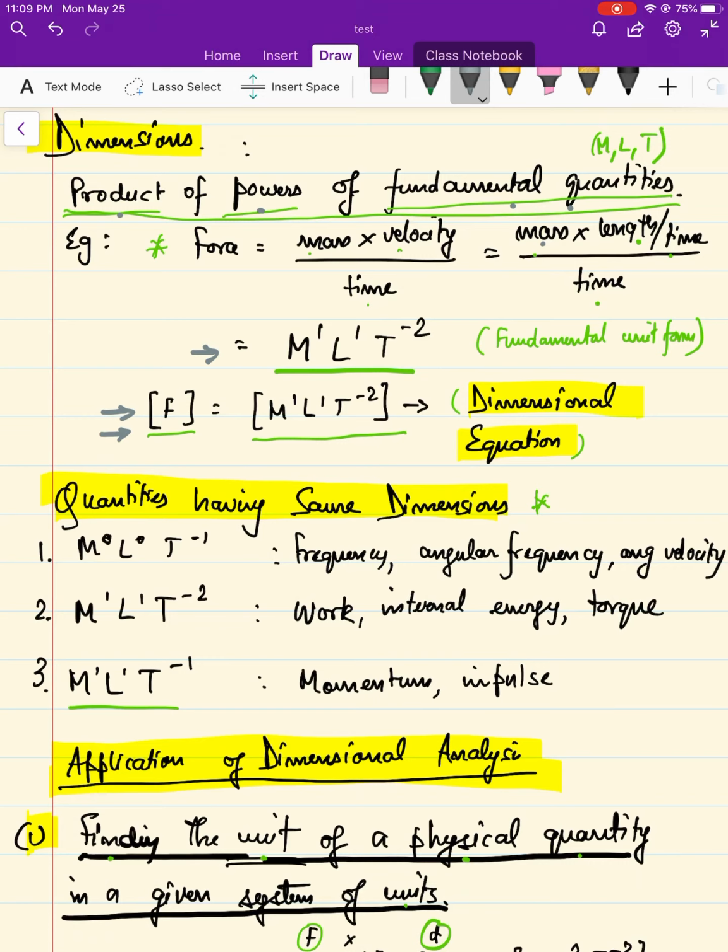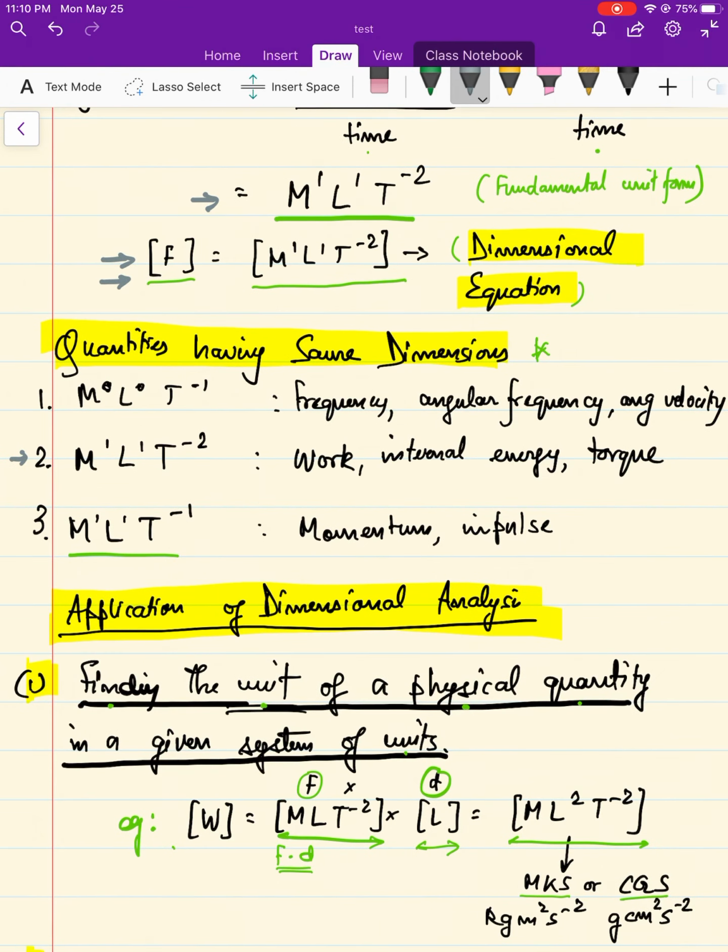So the quantities having the same dimensions are frequency, angular frequency, and angular velocity. These quantities have the unit second inverse. Then you have work, internal energy, and torque, which have units as you see over here in point number 2, in which M has an exponent of 1, L is raised to the power 2, and T has an exponent of minus 2. They all have the same units. But just seeing the dimensional form, it is very hard to visualize what exactly we are talking about unless the problem is given.